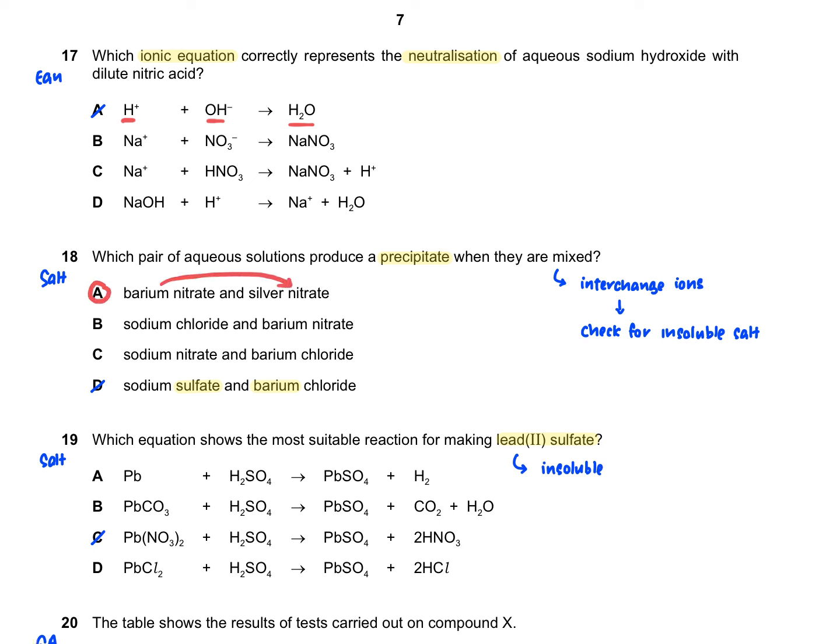For example, if we just look at option A, if we were to interchange the ions, we will end up with barium nitrate and silver nitrate. Both of which are soluble, since all nitrates are soluble. If we look at the correct option now, if we were to interchange the ions, we will get sodium chloride as well as barium sulfate. And hopefully you'll be able to recall that barium sulfate is insoluble.